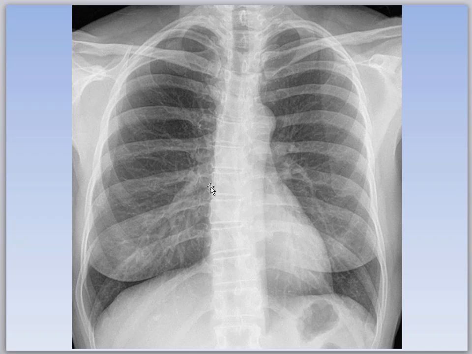What happened to the right atrium? Where's the border for the right atrium? Is it gone? Does he not have one? No, because of his scoliosis, it's blocking it so you can't see it.